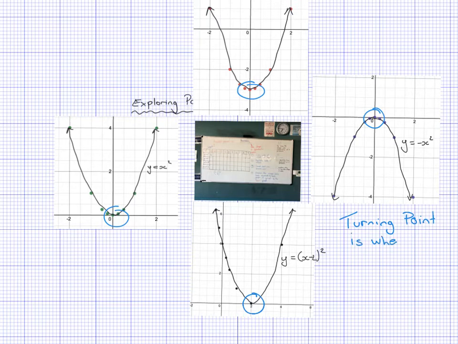The turning point is where a parabola changes direction.